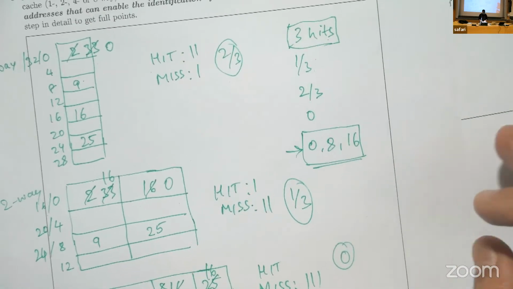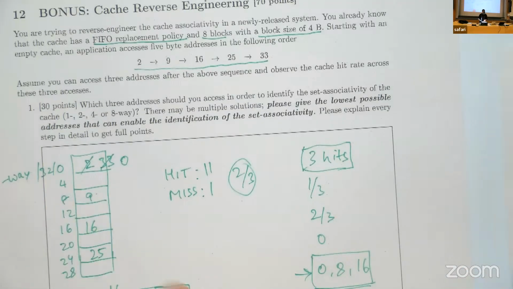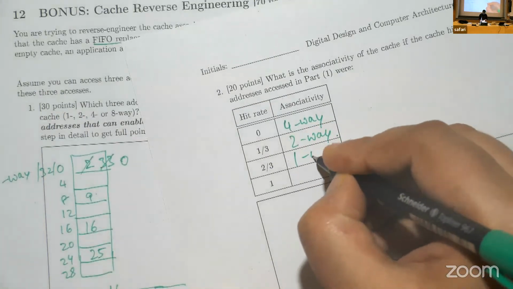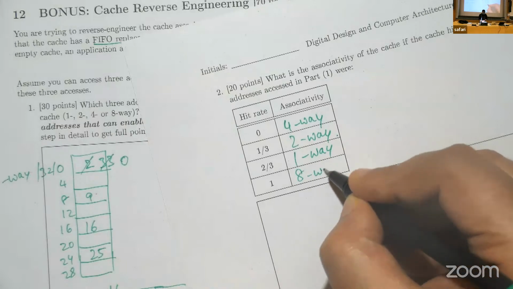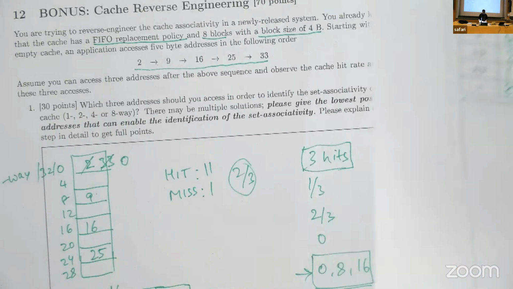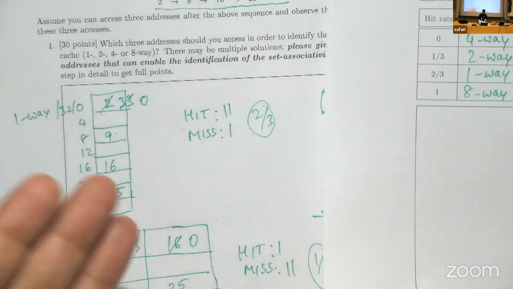And 2/3 is the one-way solution. And 1 is the 8-way. So this is pretty straightforward. You use the solution from the previous sub question and get the answer for this.